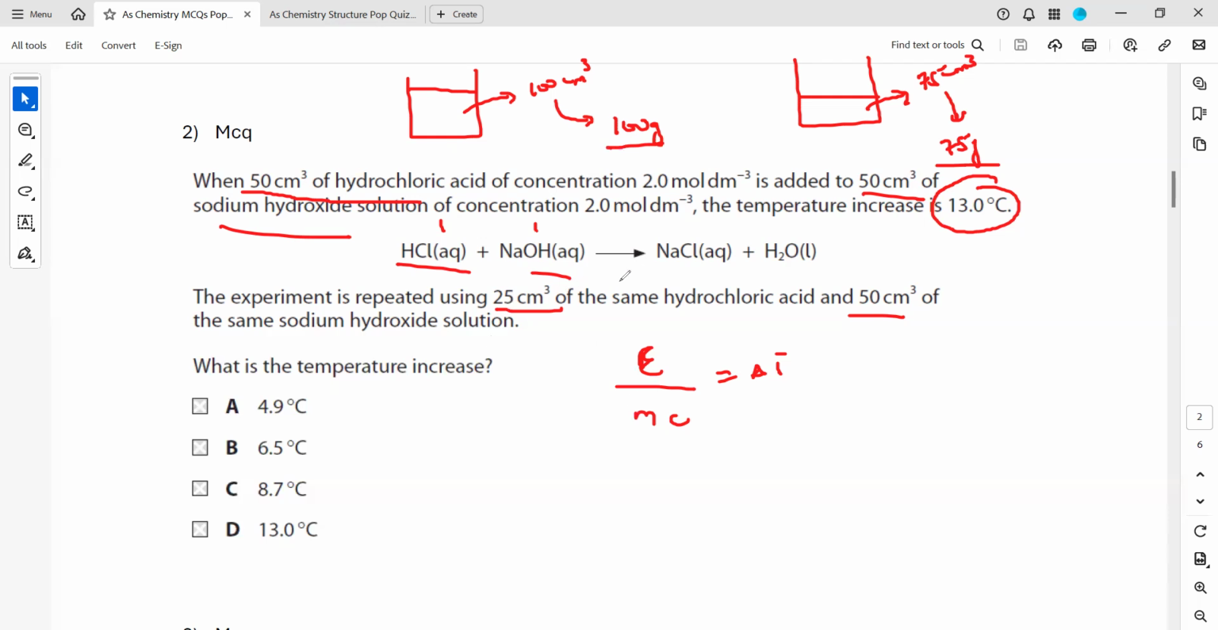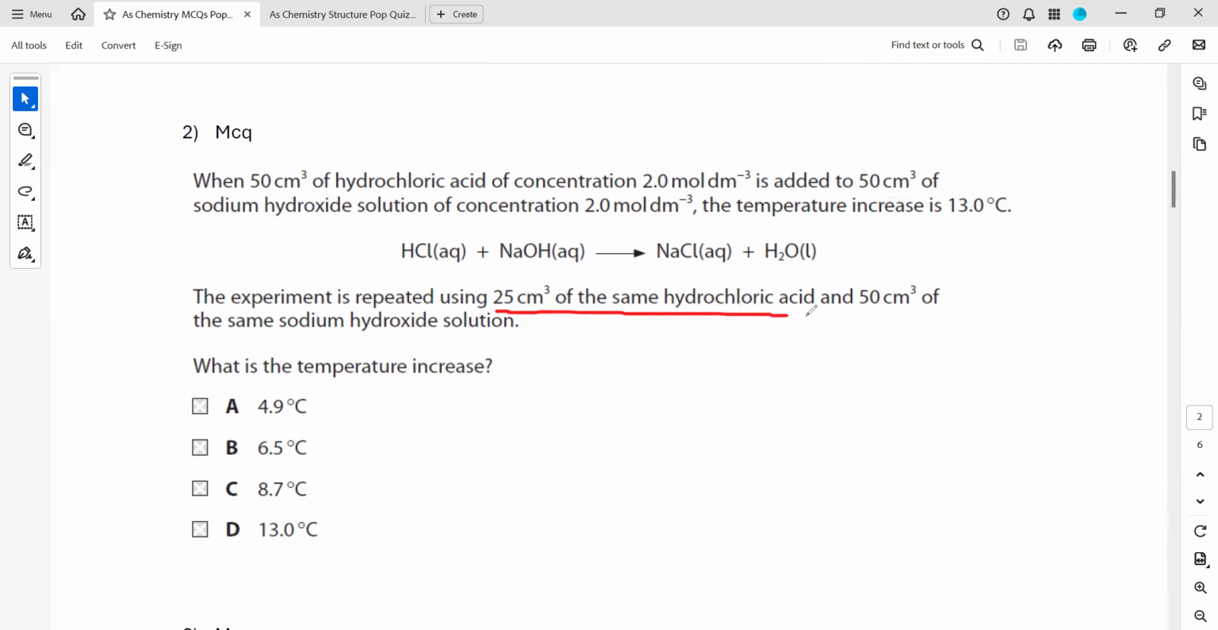What about the moles? If you compare the moles for the second reaction, which will be the limiting factor? The limiting factor will be hydrochloric acid. Why will hydrochloric acid be the limiting factor? Because we are using the same concentrations, but 50 cm cube of sodium hydroxide and 25 cm cube of hydrochloric acid. So for the second experiment, the moles which will react will not be the same. The moles which will react will be half.